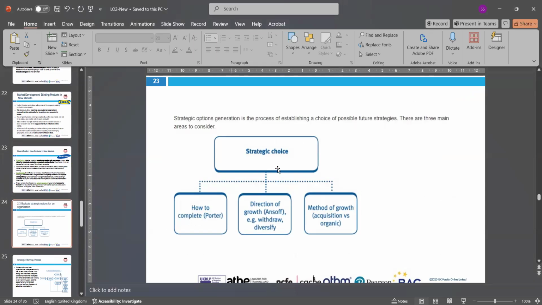So when you are making strategic choices, you need to decide how to compete, what generic strategies can be used here, the direction of growth, which direction of growth you are going to use, the Ansoff model here, and the method of growth: acquisitions versus organic. Organic means you have your own customers, enough customers, and you are making a good profit, and that is your organic growth.